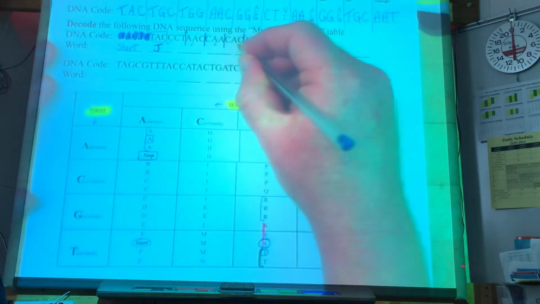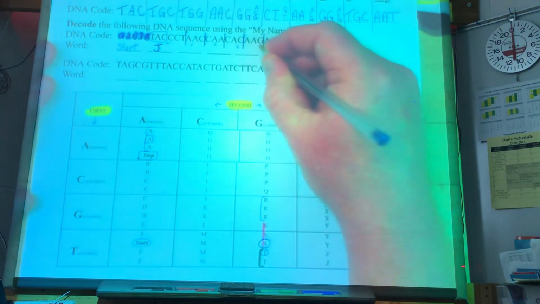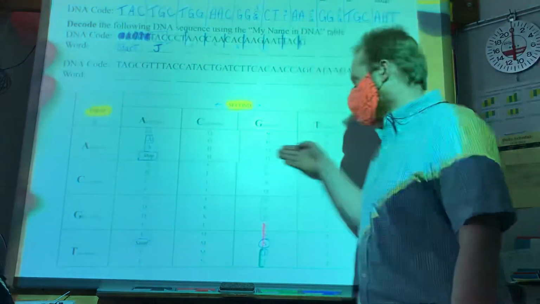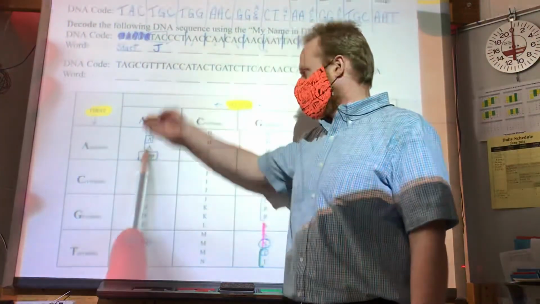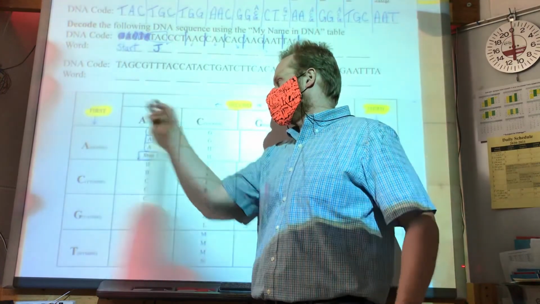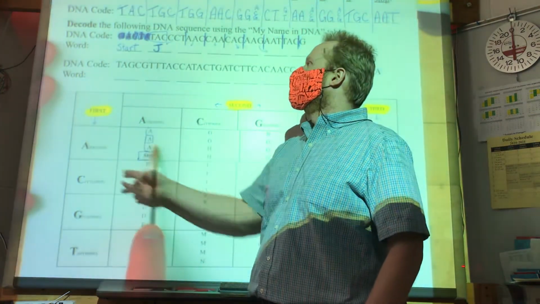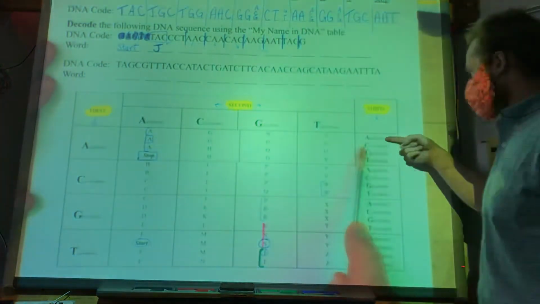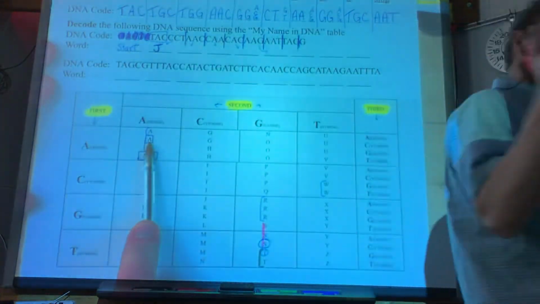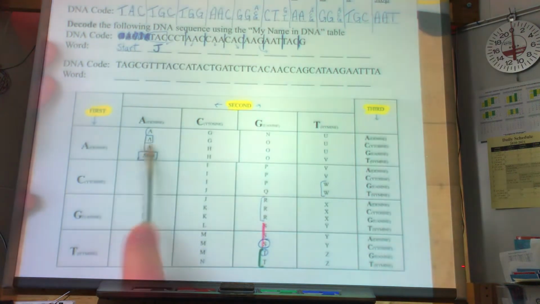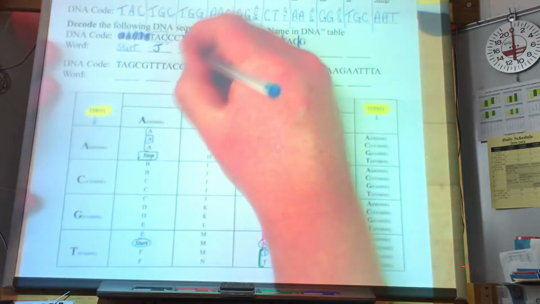What about AAC? A is gonna be this, first letter. Second letter, A, is this column, so we're now in this box, this choice. And our third letter, AAC, C is our second one down. So our second letter is gonna be A. Try.